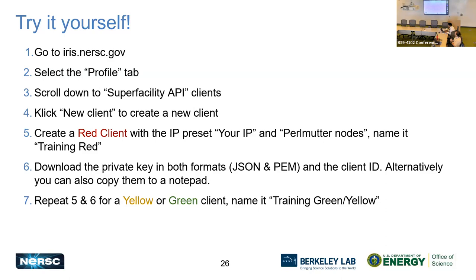Yeah, so for step five, if you're on Jupyter on Perlmutter, then you can use just the Perlmutter nodes. But if you want to use your own laptop, you can use your IP address and it'll find your IP address and put it in there. It is a drop down. There's a couple of different drop downs: an automatic drop down for Perlmutter nodes, for Spin nodes, and then your own IP range.